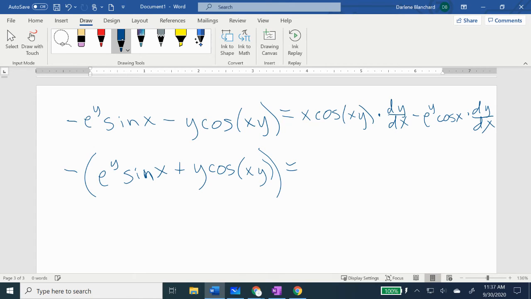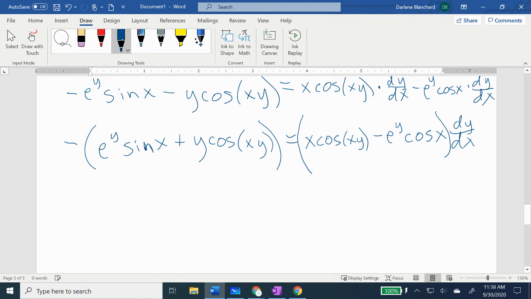And I'm going to factor dy dx on the right side out of what is there. And what is there is x times the cosine of xy minus e to the y times cosine x. And all that's left is a little bit of division.